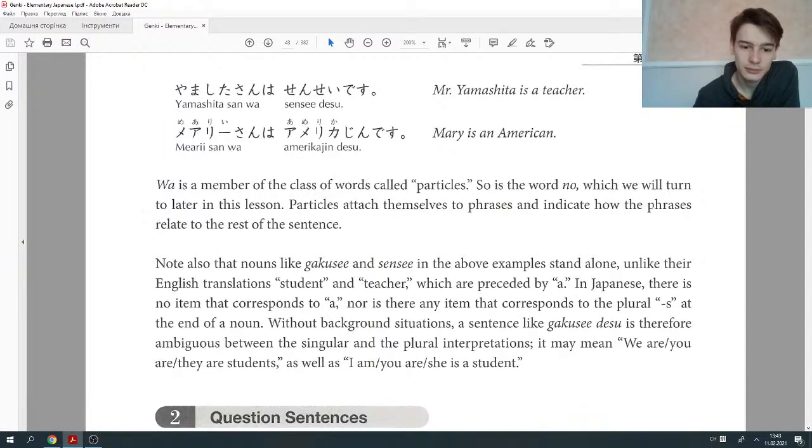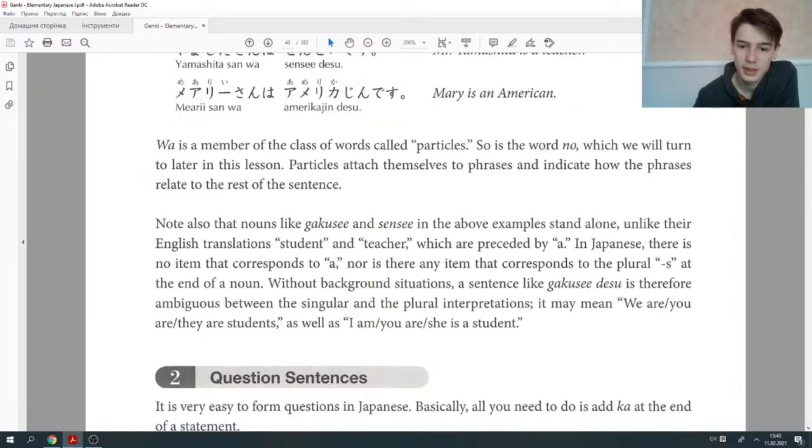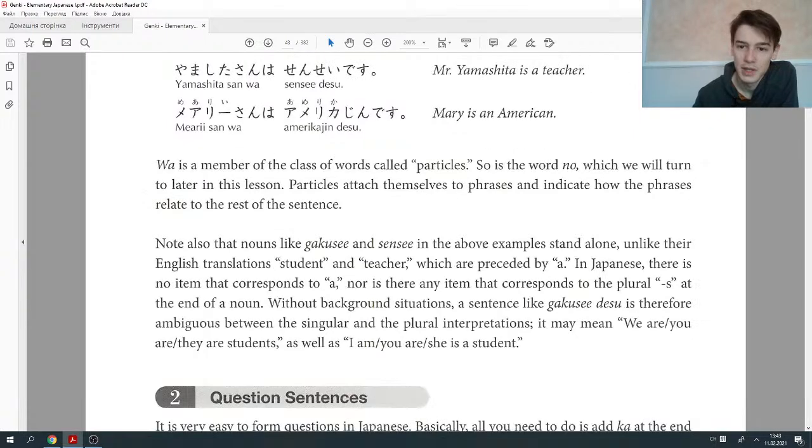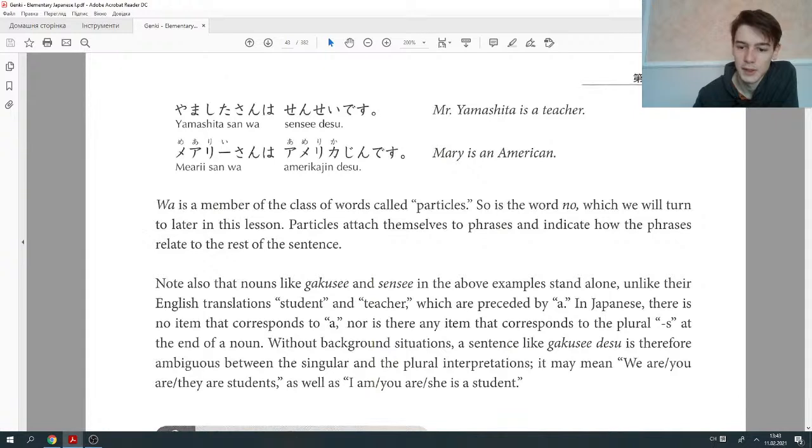Okay, so note also that nouns like gakusei and sensei in the above examples stand alone, unlike the English translation student and teacher, which are preceded by a. In Japanese, there is no item that corresponds to a, nor is there any item that corresponds to the plural s at the end of the noun. So they don't have articles. Without background situation, a sentence like gakusei desu is therefore ambiguous between the singular and the plural interpretation.